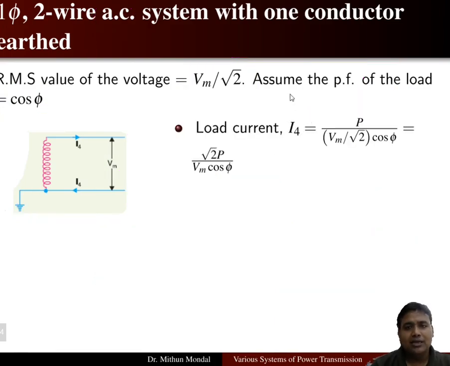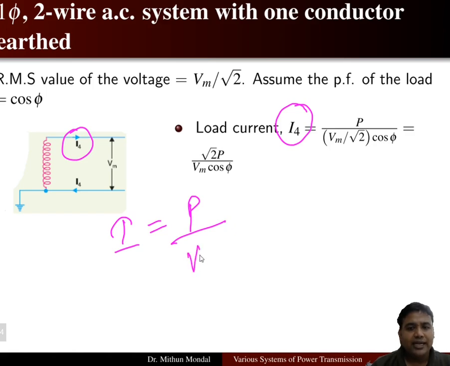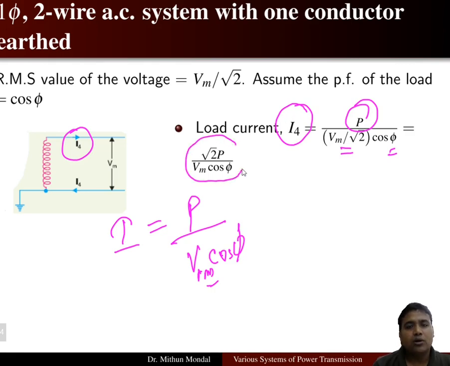Now, similarly, determine the current I4. What is the current flowing, I4? You know that the equation for the current I is equal to the power divided by the voltage and cos phi component. This voltage is basically the RMS, right? So here you put Vm by root 2 cos phi, and P is the power that is constant throughout our comparison basis. So what we are getting is root 2 times the power divided by Vm into cos phi.